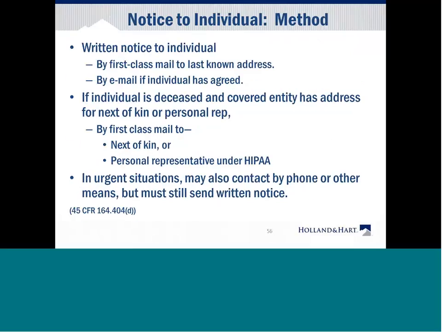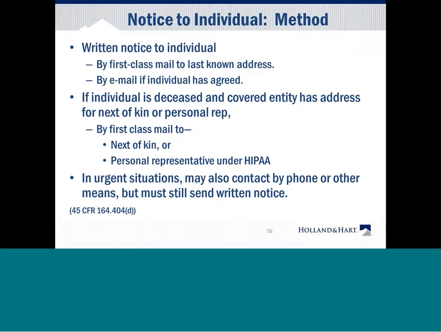That notice to the individual has to be sent by first-class mail to their last known address. I always figured this was the way that the government was going to keep the post office in business because they require you to send it by first-class mail. By the way, even if it's the patient who reports the breach to you or complains about it, even if they know about it, the OCR still expects you to send that letter to them. You can provide that notice by email if the individual has agreed to accept it by email.